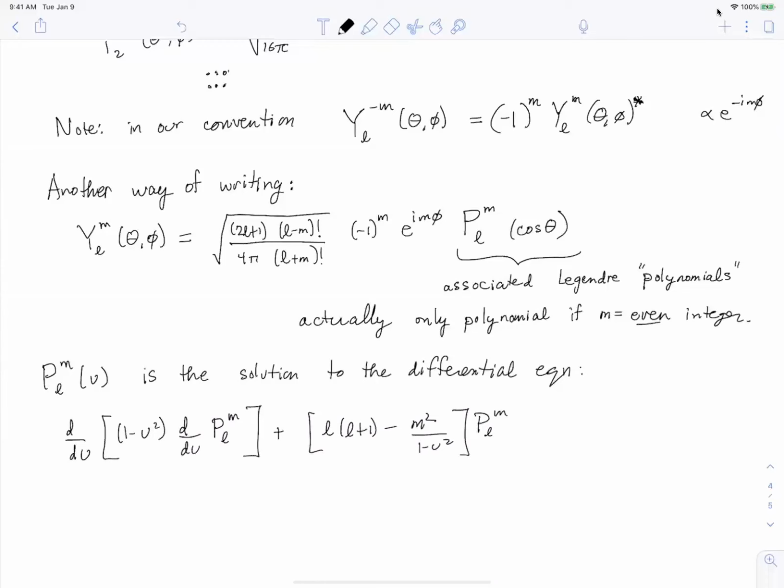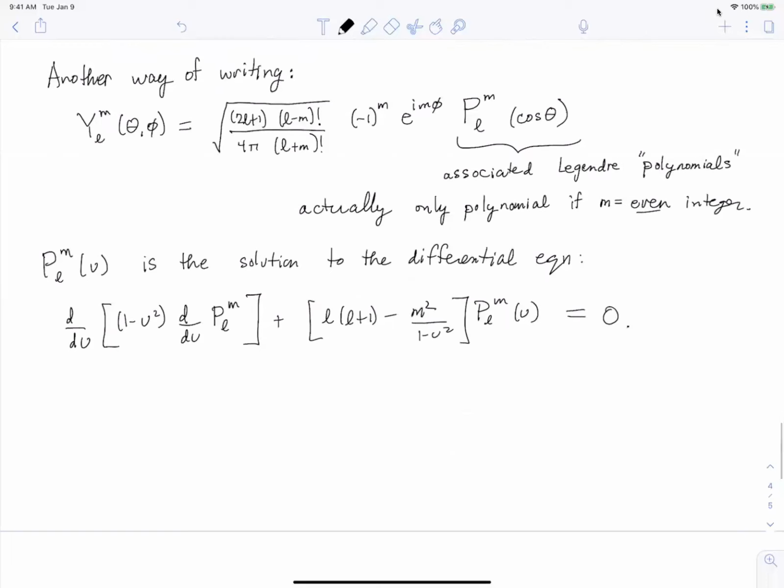So the first part of this expression is a differential operator. The second is sort of the eigenvalues coming in, that this is all 0. Okay, so this turns out to be equivalent. It's the same eigenvalue problem, just written in a different way.